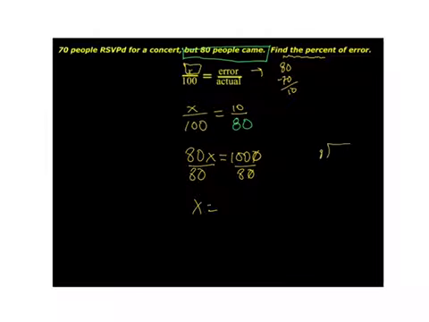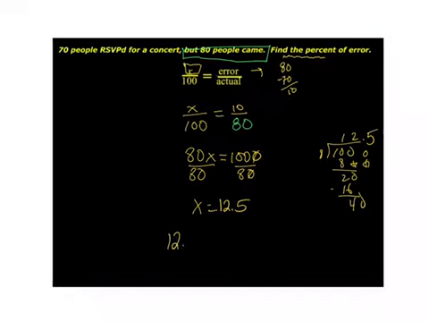I'm going to go 8 into 100 is, I'm going to have a little bit of a remainder, but it's not a big deal because it's a nice easy 0.5. X is equal to 12.5. So think about how we're going to label it. We would say the percent of error is 12.5%, or 12.5% error. And that's it.